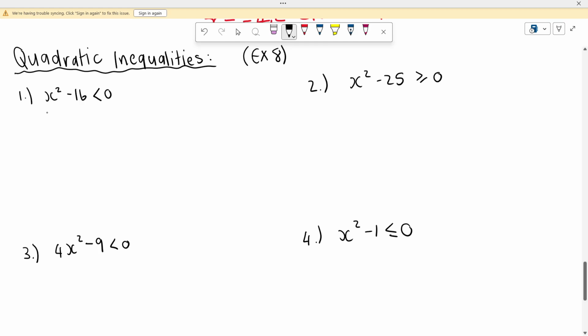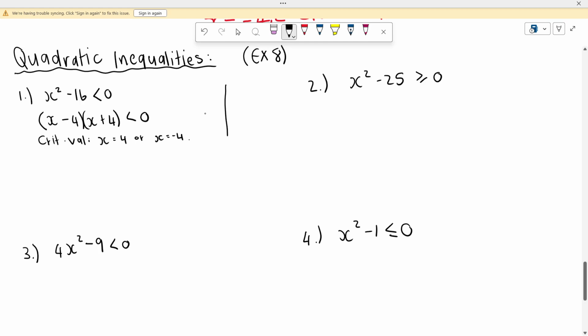Firstly, we're going to start by recognizing that these are differences of squares, right? So we can recognize that this is going to be (x minus 4)(x plus 4) is smaller than 0. So here we already have our critical values. I'm just going to write crit val. So you're going to write x is equal to 4 or x equals negative 4.